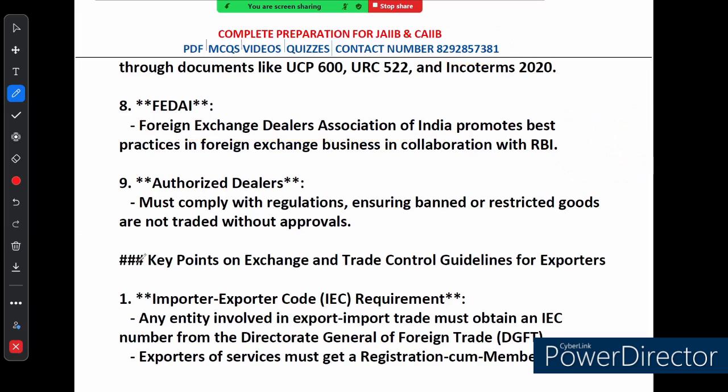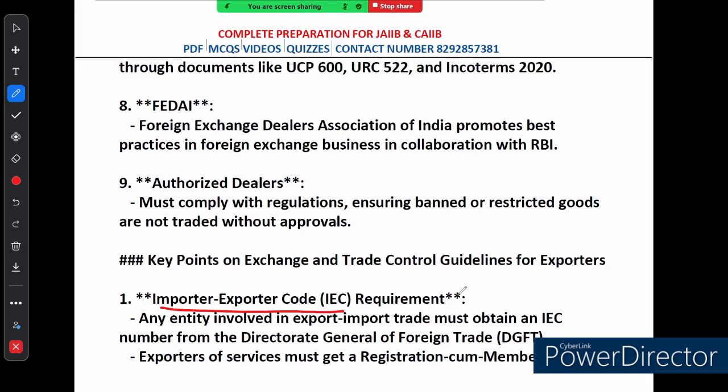Now let's come to the next point, that is the key points on exchange and trade control guidelines for exporters. In this slide we will be discussing the essential guidelines for Indian exporters, focusing on the codes, forms and regulations you need to follow. First up is the IEC. IEC means Importer Exporter Code. If you want to get into export-import trade, having an IEC number is mandatory. Think of it like a passport for international trade. Without it you can't really operate legally.